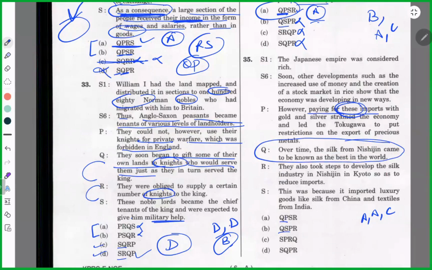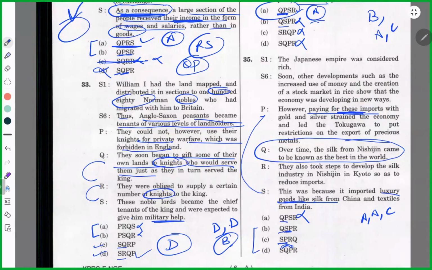No, but let's see. This is because it imported luxury goods like silk. Wait, imported, talked about here. These imports, imported luxury goods, multiple things. These is a plural pronoun. So SP could be the relation. SP is here. Okay, that means the other is not here. A eliminated. Now let's see these three.